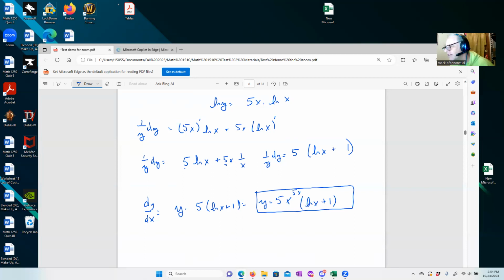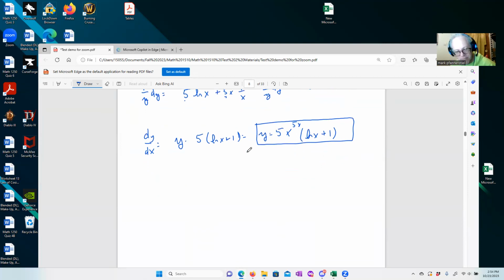Just hit simplify in there, because I don't want you guys to just take 1 over y dy equals this stuff and then be done with it at that point. You've got to do me a favor and simplify it out there for me. But that's it for that one. Hopefully it doesn't look too bad for you. Okay, let's see the next one.